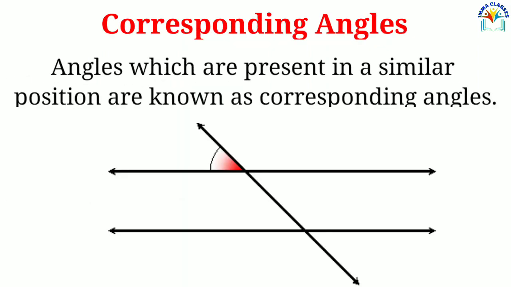Number 3. Corresponding angles. As you can see in the GIF, the angles which are present in similar positions are known as corresponding angles. Certainly, the corresponding angles are equal in measure.